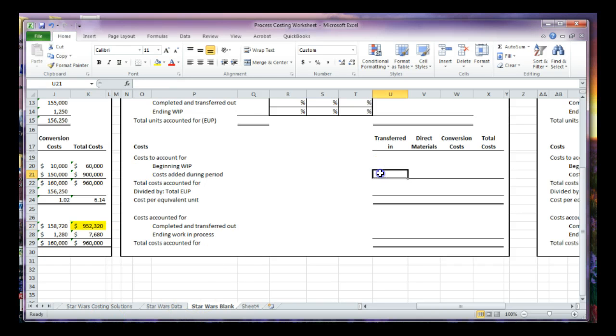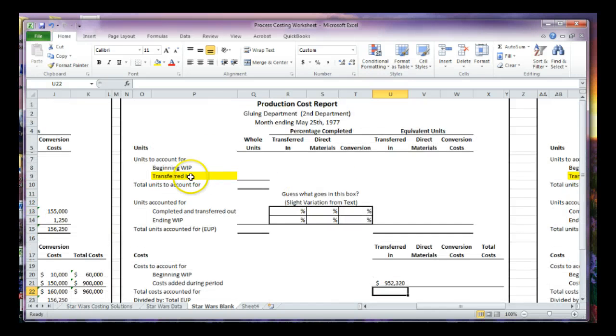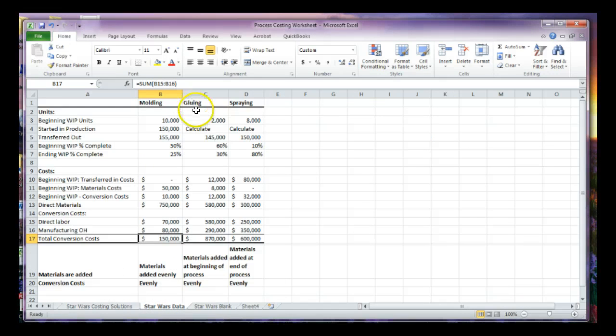Unfortunately, I can't pull that off. All right, $952,320. So now we're accumulating the costs. So what is, well, we can get back to that in a second. So now we have the gluing department. Let's go back to our data. Here's your gluing department. Doesn't look like I spelled it right.